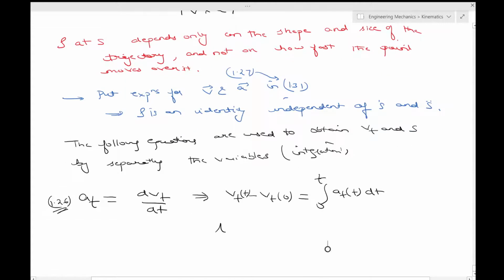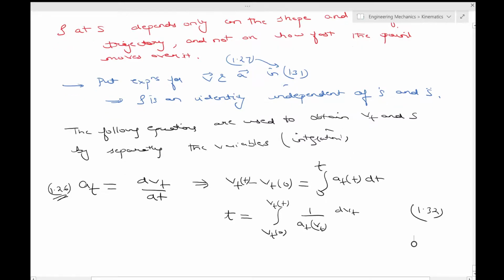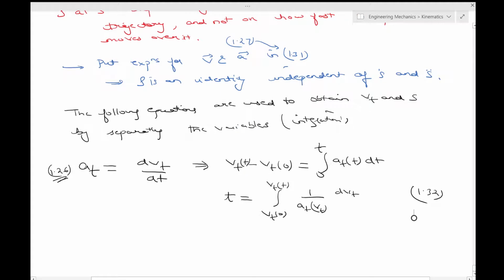you can write it in time also, that the time will be equal to the integral from Vt of 0 to Vt of t of 1 by At of Vt dVt. Okay, you have to just change what your integration is over. Okay, this is coming, by the way, from over here directly.